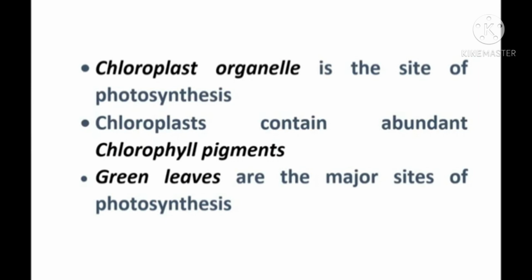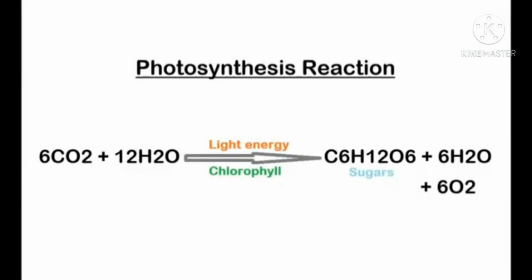Chloroplasts are found in abundance in green leaves and are therefore the major site of photosynthesis in plants. Gaseous oxygen is a major byproduct of the process of photosynthesis. The chemical reactions that take place in this process may be summarized as follows.